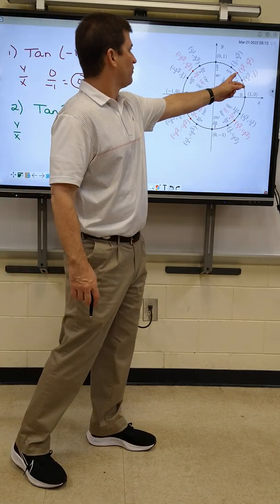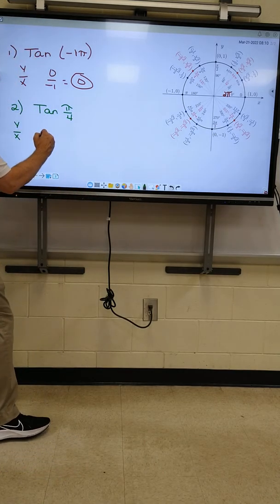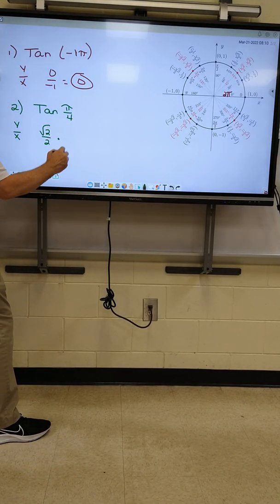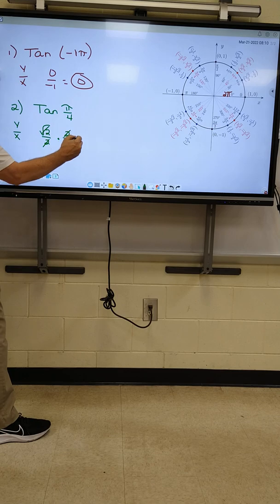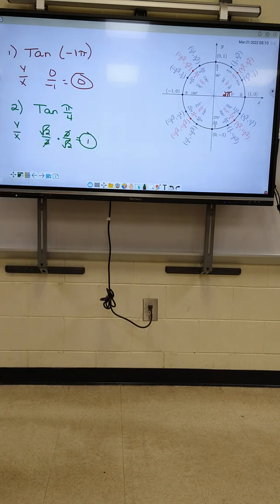Alright, so here's pi over 4. This one should be an easy one. If I put the y on top, I got √2 over 2. I flip the x, I flip the bottom one, it's going to be 2 over √2. What's your answer when everything cancels out on the diagonals? The answer is 1. When everything cancels, it's not 0. Some of y'all kept thinking it was 0 last week. When everything cancels, it's 1.